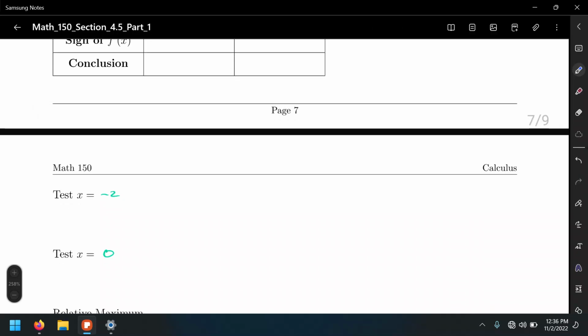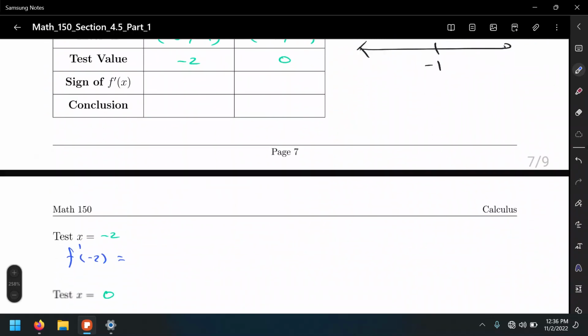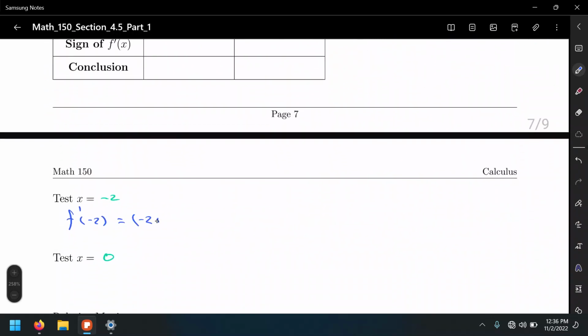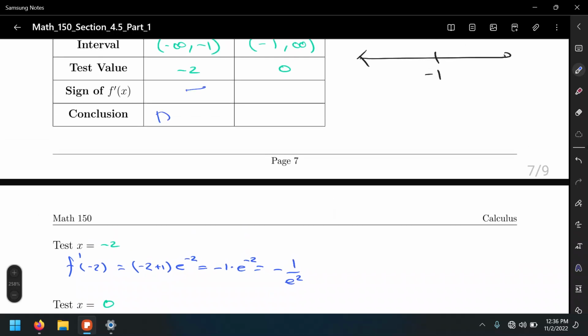So substituting this into the derivative, f prime evaluated at -2, that's going to be x plus 1 times e to the x. So -2 plus 1 times e to the -2, that's going to be -1 times e to the -2, which is -1 over e squared. Well, in this case, that's a negative number, which means decreasing.